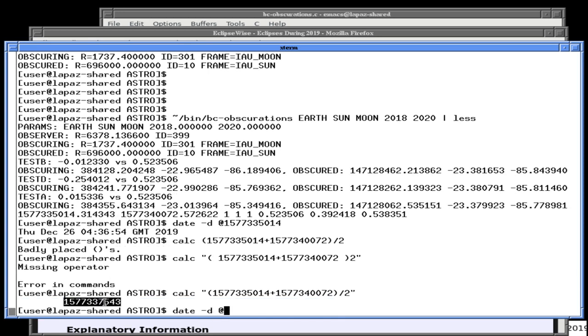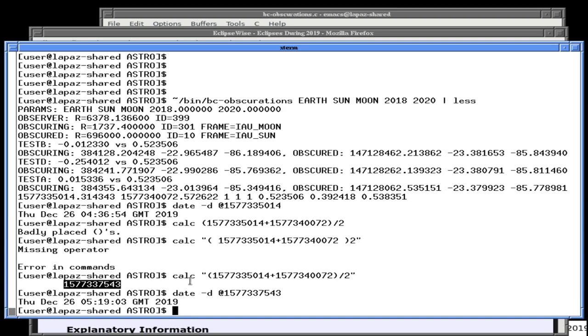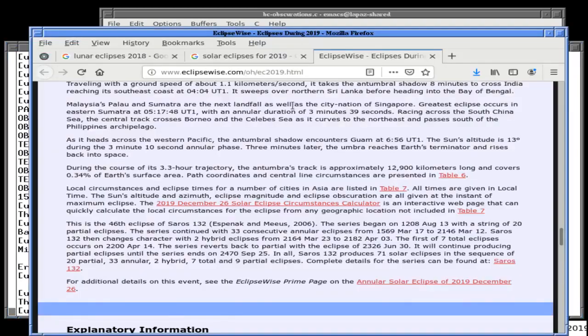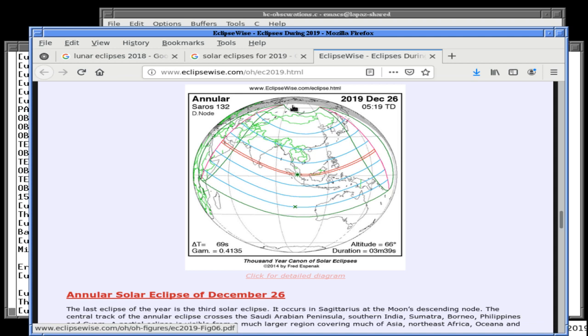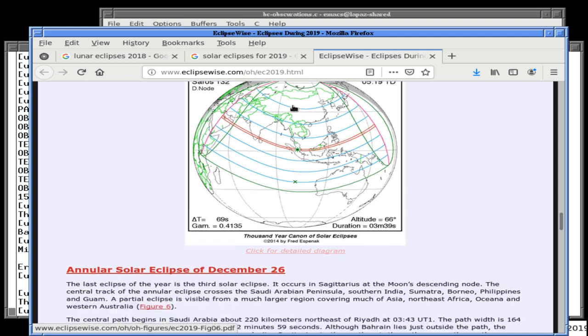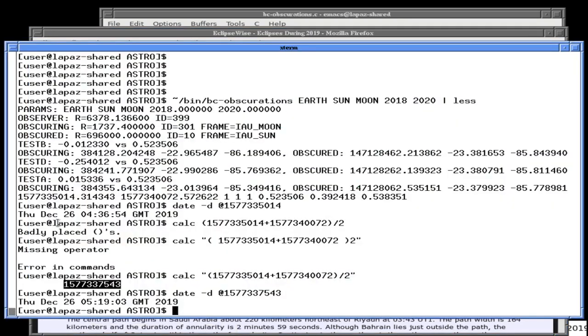So roughly speaking, the middle of the eclipse is at 0519. They say it's at 0519. It's not bad, huh? And we wouldn't have the concept of an annular eclipse because we wouldn't be knowing that from this data here, because we're looking from the center of the Earth, where it'll never be better than annular.